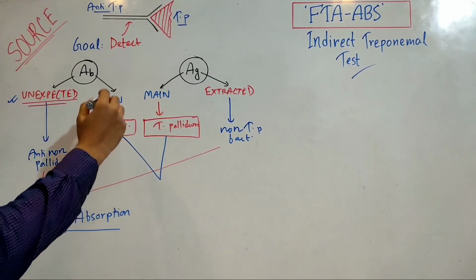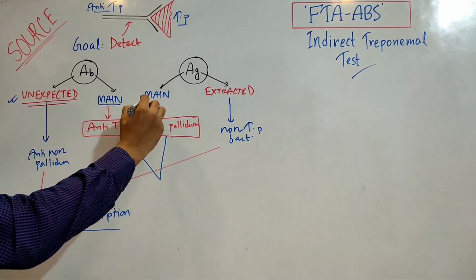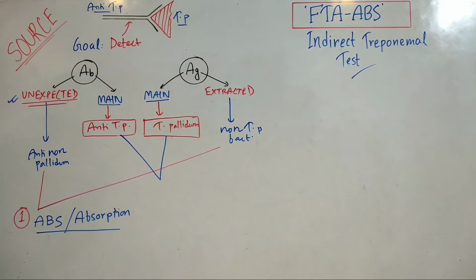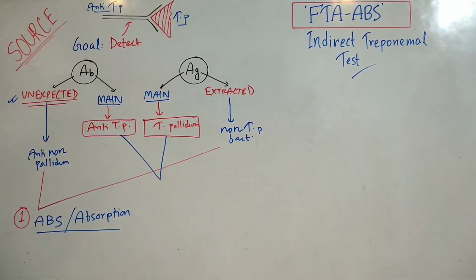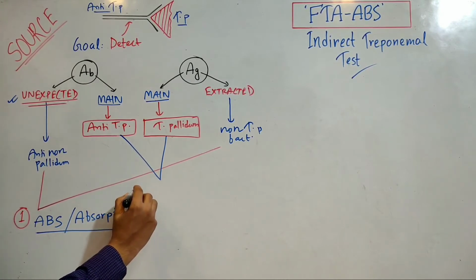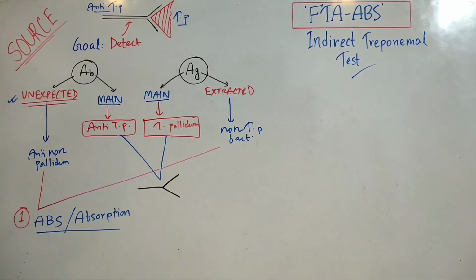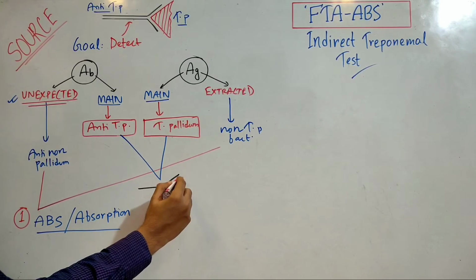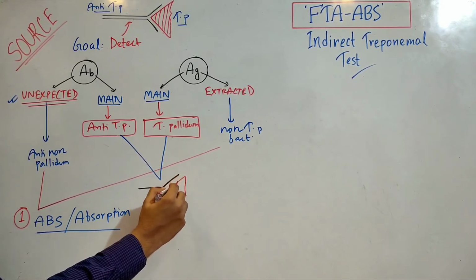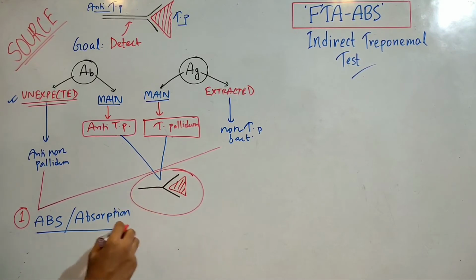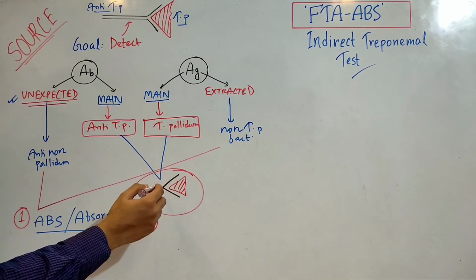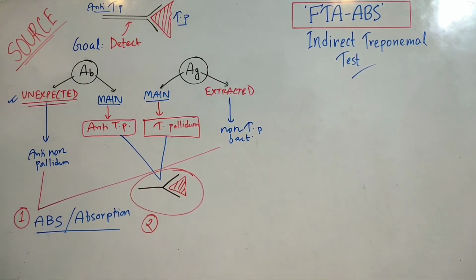And now the main reaction between the main type of antibody and the main type of antigen. So what will we get if we react these two? We will get an antibody-antigen complex. So if this is our main antibody and this is our Treponema pallidum bacterial antigen, this is the complex that we will get in step 2. So this is step 2. And in step 3, in the next step, we will actually try to detect this antibody-antigen complex.